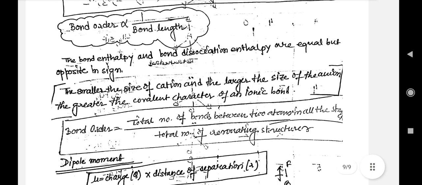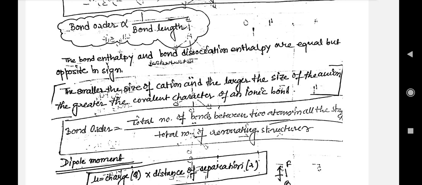Then bond order we can also say is the total number of bonds between the two atoms in all the structures, that is, total number of bonds divided by the total number of resonating structures. That is less popular. Okay, the smaller the size of the cation and the larger the size of the anion, the greater the covalent character of the ionic bond. An ionic bond can have some covalent character.